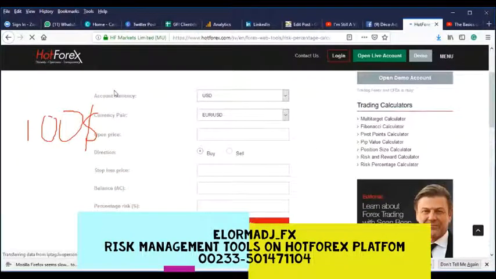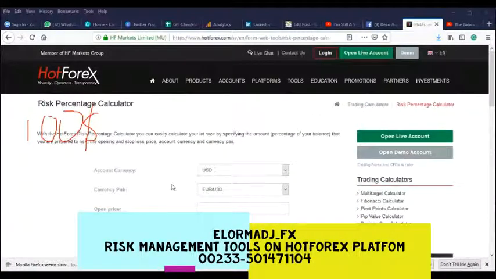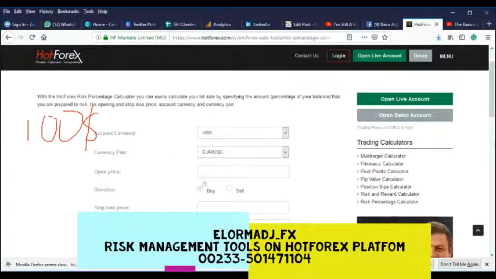With the Forex Risk Percentage calculator, you can easily calculate your lot size by specifying the percentage of your balance that you are prepared to risk, and the opening and stop loss price. So guys, let's do it with the risk percentage calculator. This is the account currency, US dollar, the currency pair, the opening price.